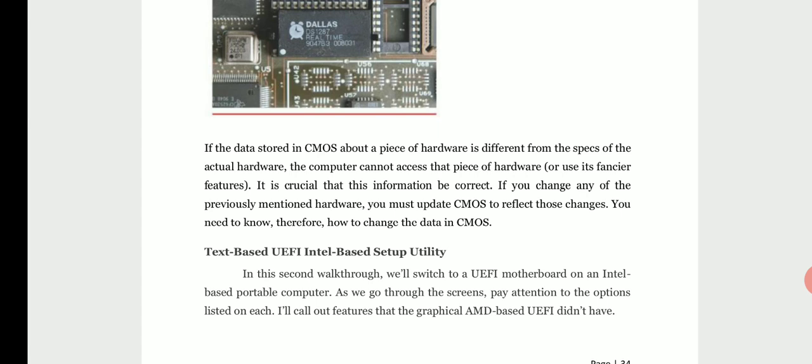Okay. So CMOS contains all the information of your input output devices, already installed input output devices. If you want to change your input output devices, if you install some new type of device, you need to change the CMOS. So how to change this CMOS?